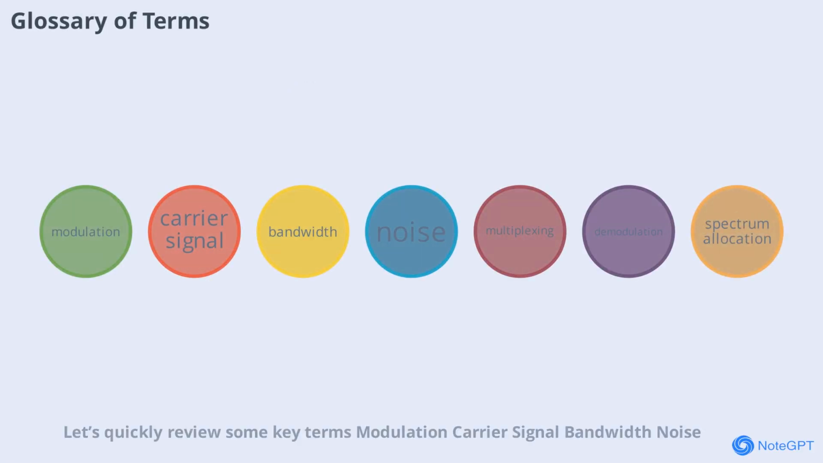Let's quickly review some key terms: modulation, carrier signal, bandwidth, noise, multiplexing, demodulation, and spectrum allocation. Familiarity with these concepts will help you better understand the world of communication technology and its ongoing evolution.